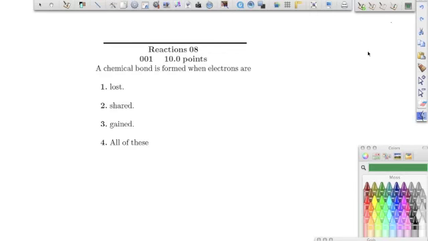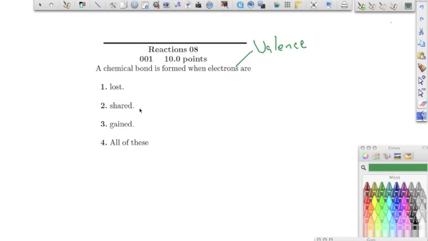Number 1, it says a chemical bond is formed when electrons are, and specifically we want to make sure that we know that these are valence electrons. These are the only electrons that are involved in chemical reactions. Just the valence electrons, nothing else is involved in it. And the choices are lost, shared, gained, or all of these.